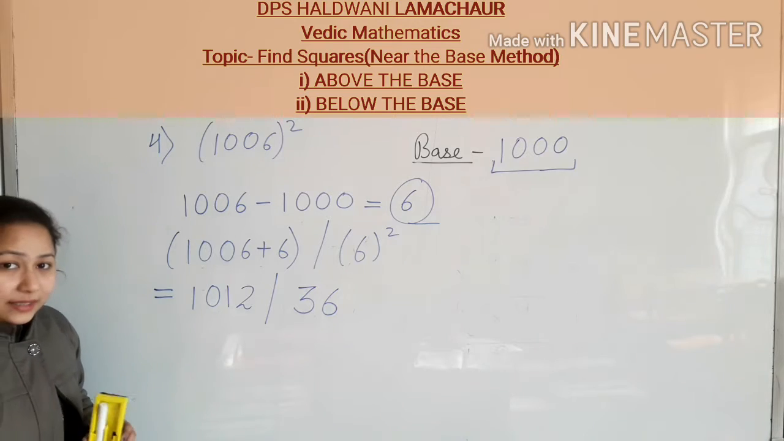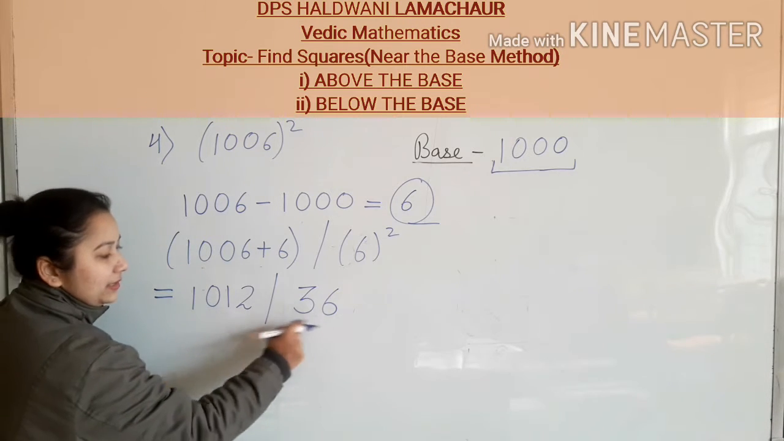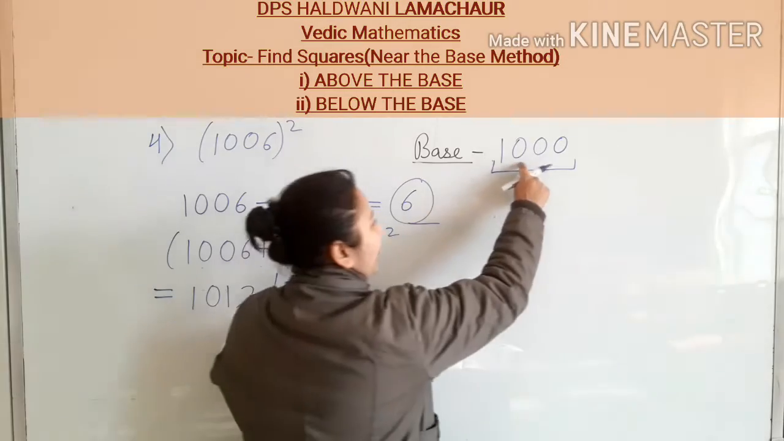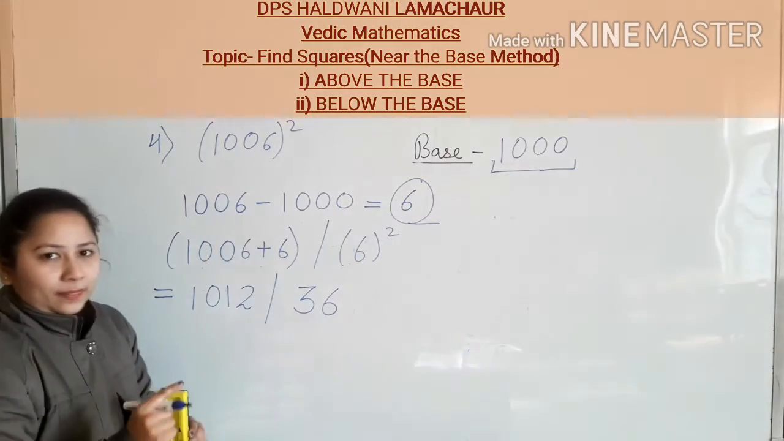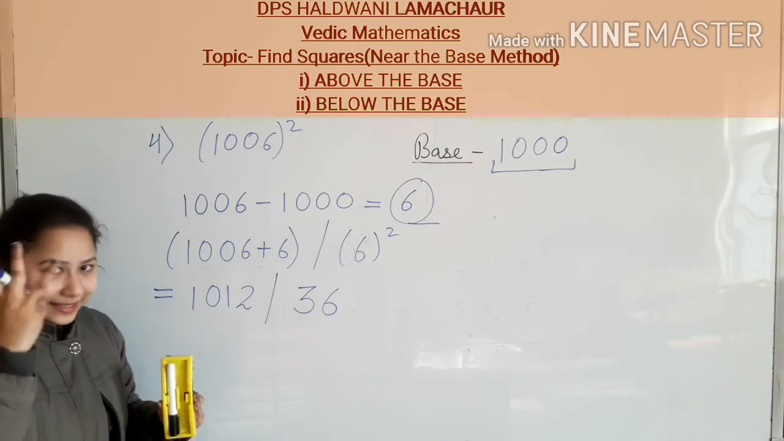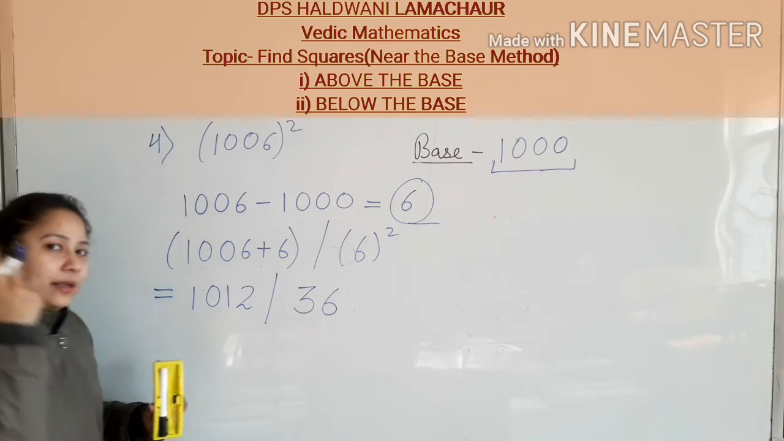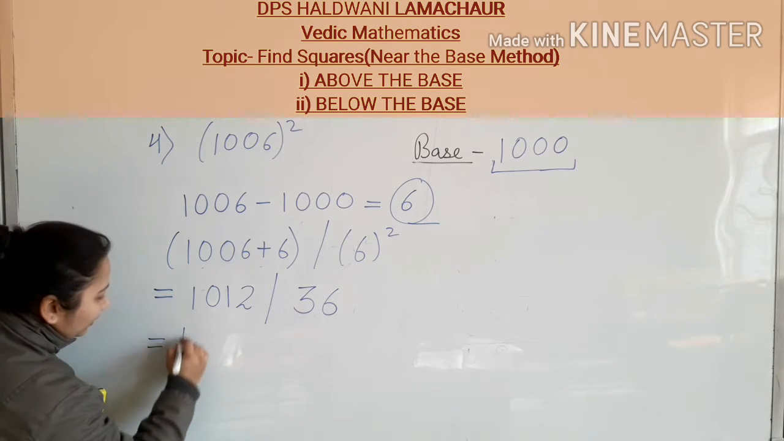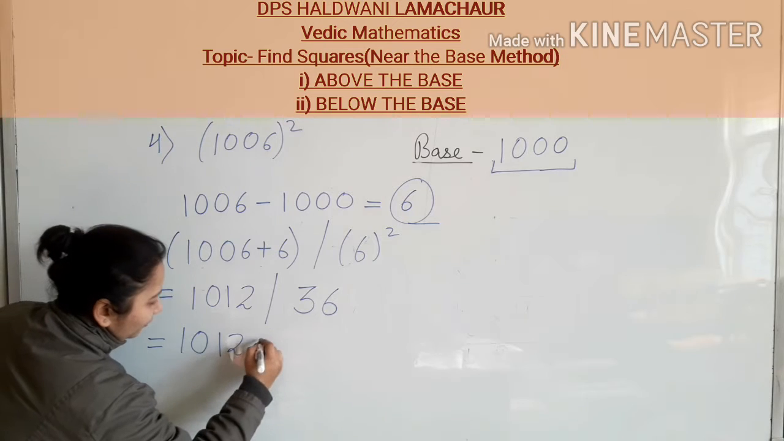Now some students will think that the answer is 1 0 1 2 3 6. No. See here are 3 zeros, so here should be 3 digits. But here are only 2. So in the answer we will put 1 0.